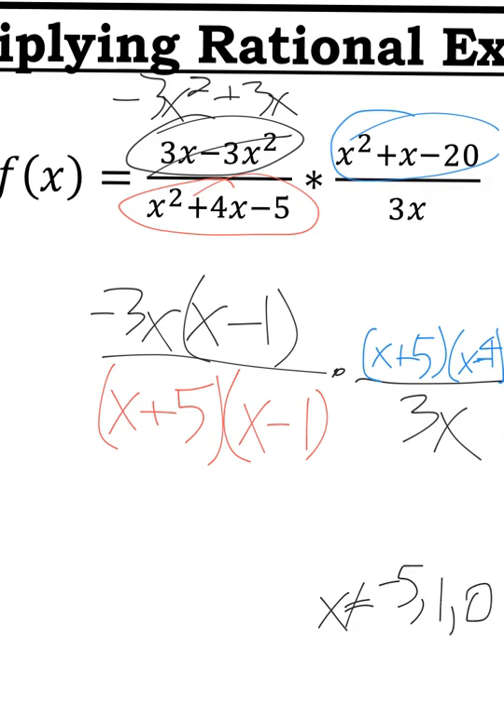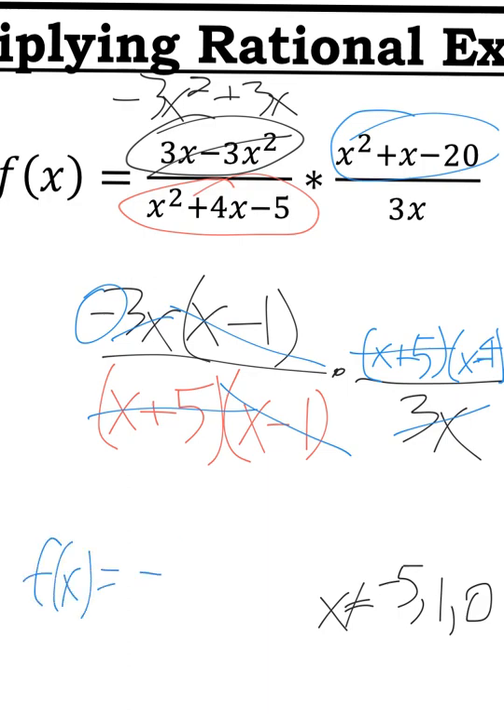Now let's see what cancels. We have x minus 1 cancels. We have x plus 5 cancels. Did the x minus 4's cancel? No, but the 3x's do, except it leaves behind a negative. So our answer is f of x equals negative x minus 4.